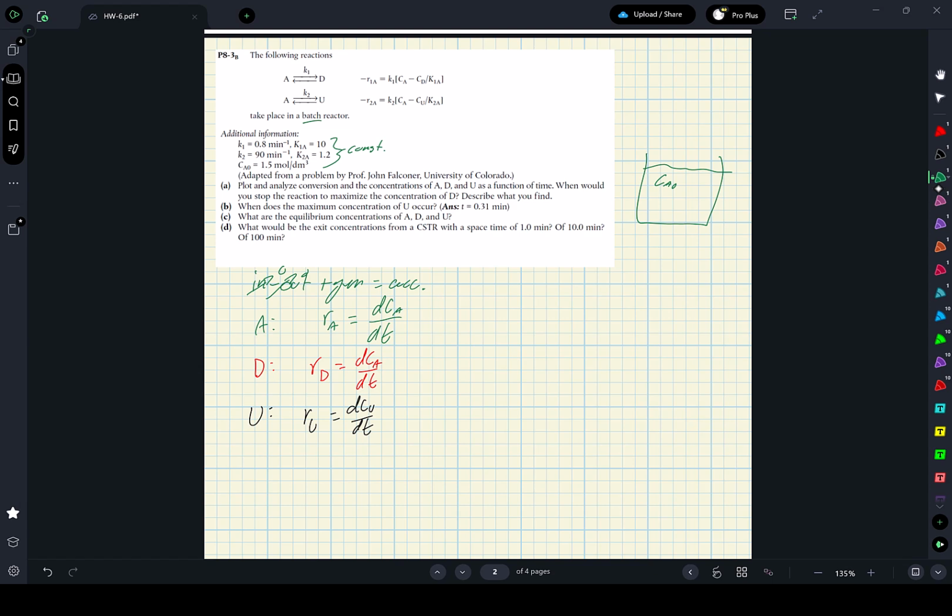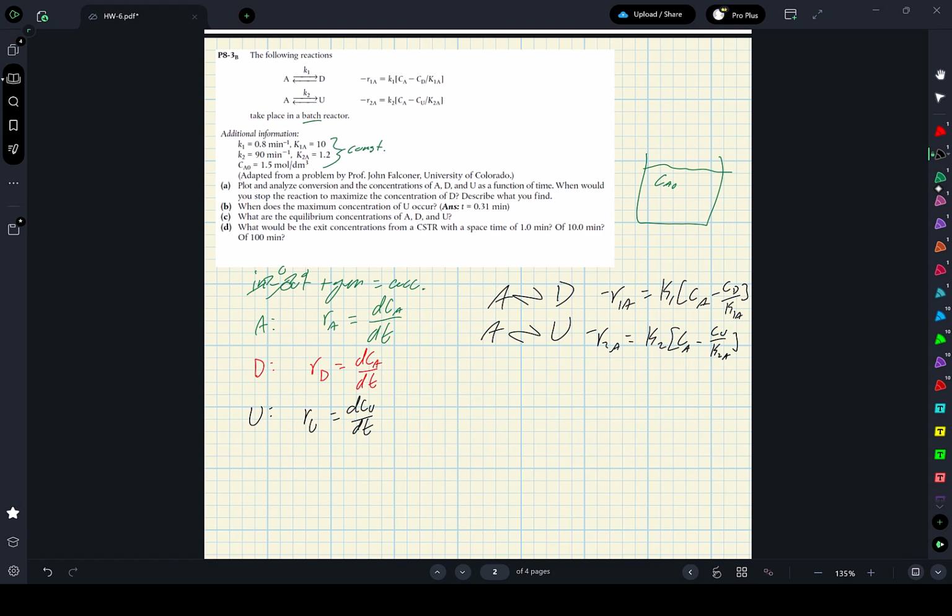So the next step is going to be figuring out the rate law. So we can determine our rate law as a function of r. So we know here that if we write out the equations again, A is going back and forth with D, but A is also going back and forth with U. You should be able to figure out how to get these rate law expressions, but in this one they just give it to you.